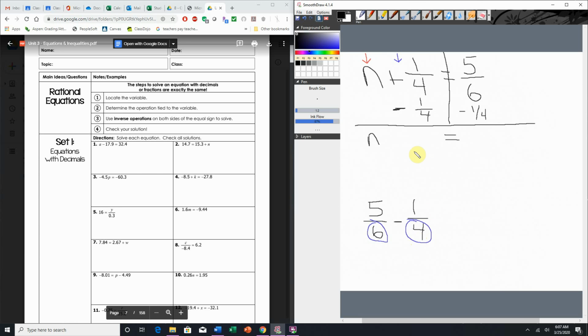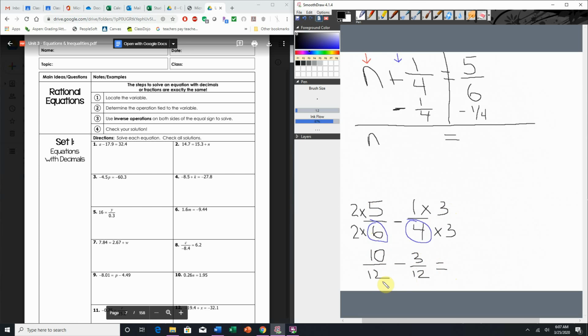Okay. So for 6, we have to figure out what we're going to multiply. So we have to multiply this by 2. Now whatever we do to the denominator, we have to do to the numerator as well. So we're going to have to multiply this by 2 as well. Okay. And on this side, for our 4, we're going to have to multiply this by 3 because we know 4 times 3 is 12. And then whatever we do on the bottom, we have to do to the top as well. So now our new fraction is going to become 10/12 minus 3/12.